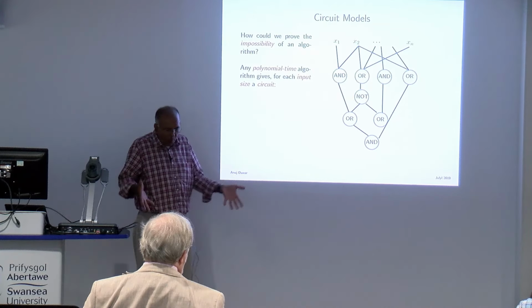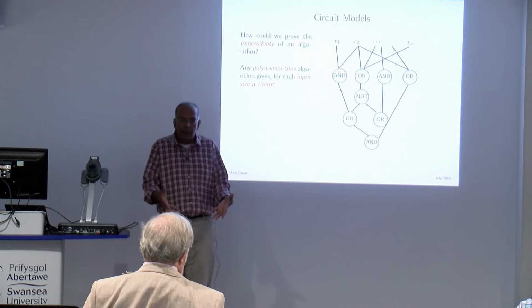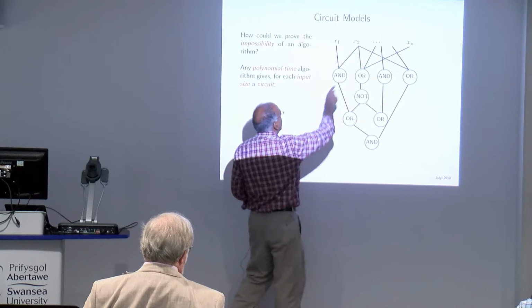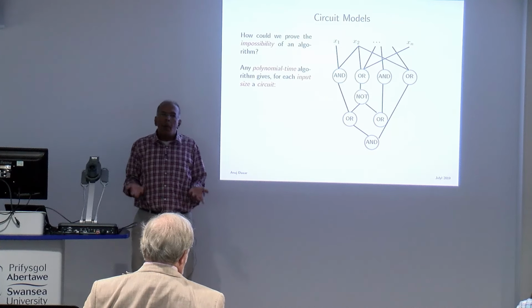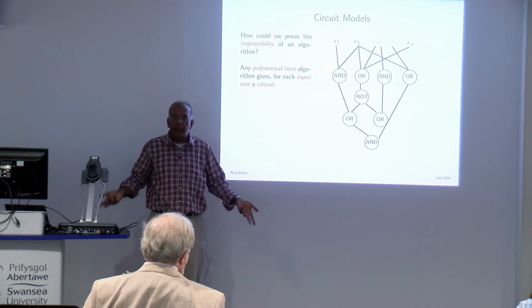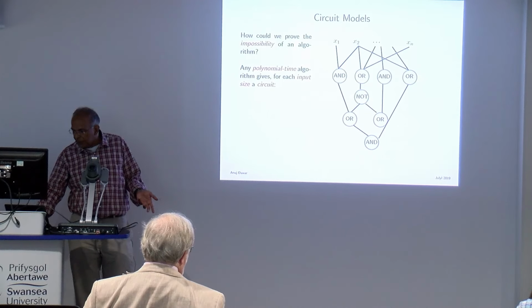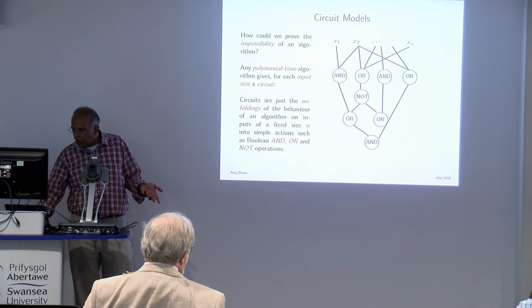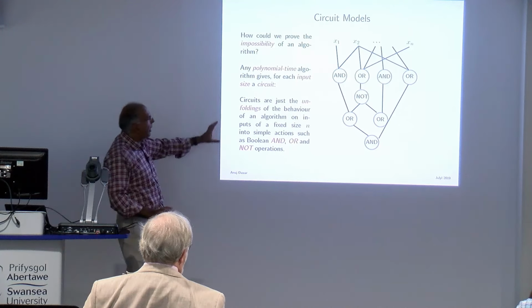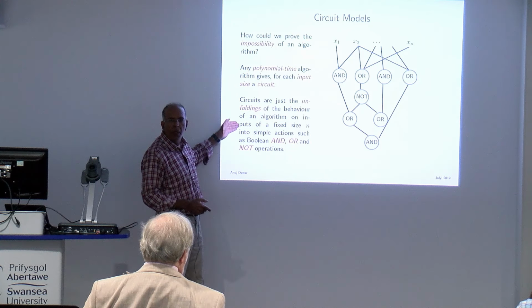And the idea was that, well, limiting to polynomial size circuits, so the size of the circuit is polynomial in the length of the input, you might be able to show with combinatorial methods that certain things cannot be decided this way. So there's a lot of work in circuit complexity, but it turns out to be rather difficult, okay? So circuits are, I think of it as the unfoldings of the behavior of the algorithm on all inputs of a fixed size.